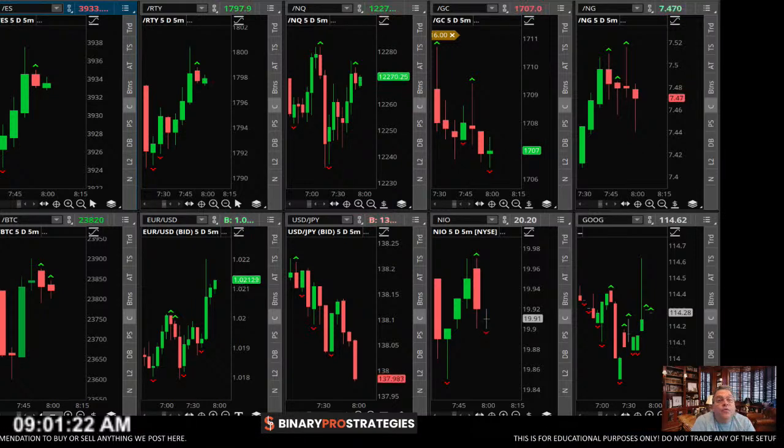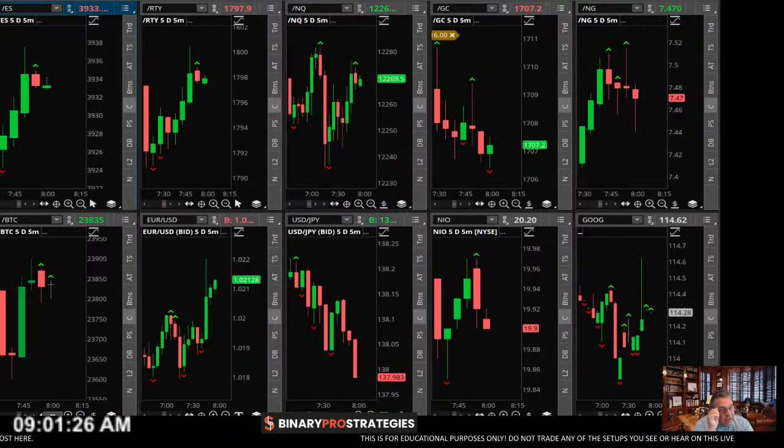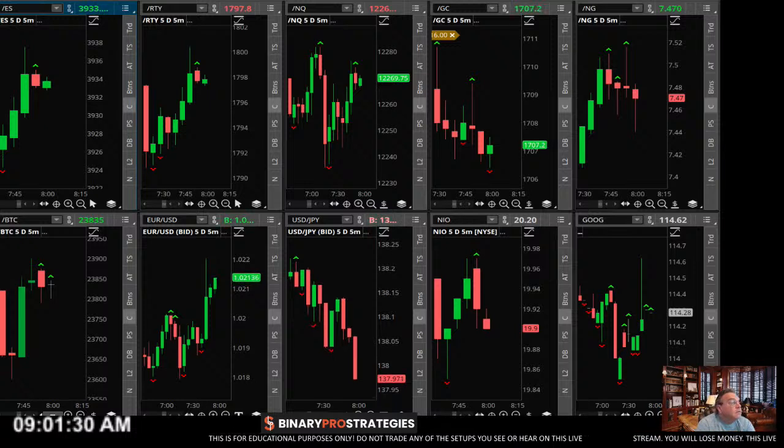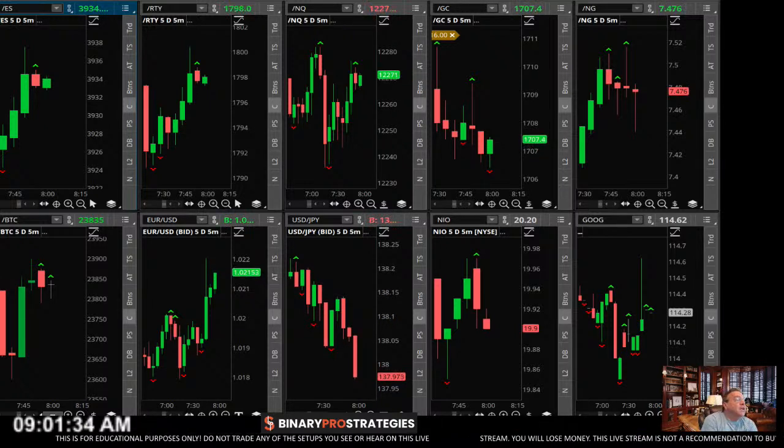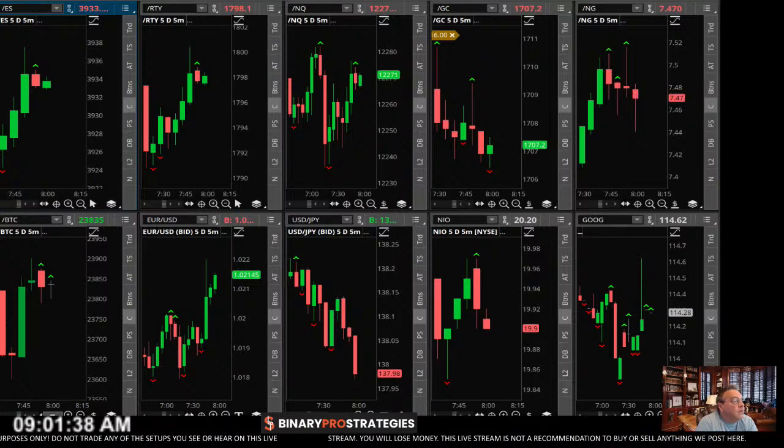I am running a scan right now, seeing what kind of setups we have. Looks like we're going to start off here with a couple things. We're going to start off with a short on the E-mini S&P, also getting a short on our mini Dow.